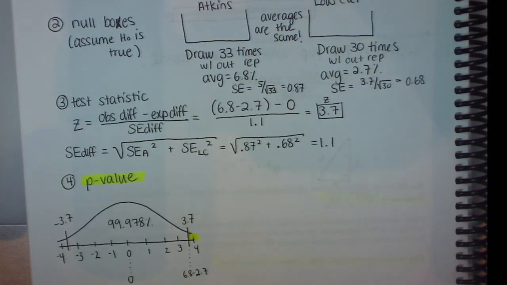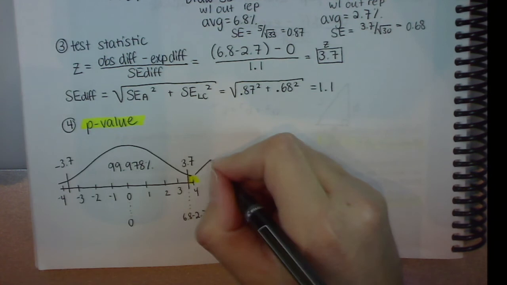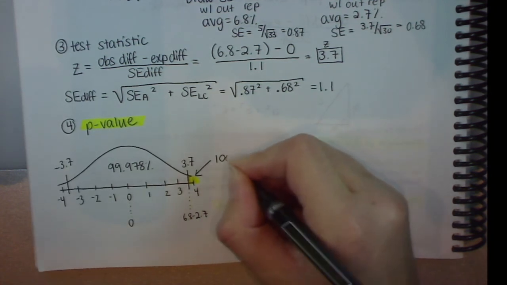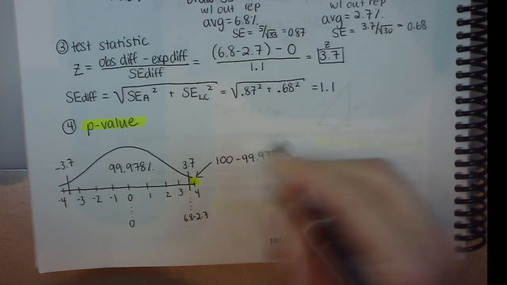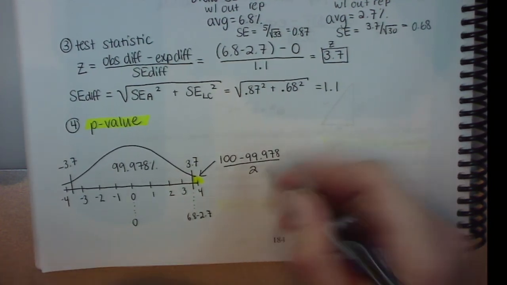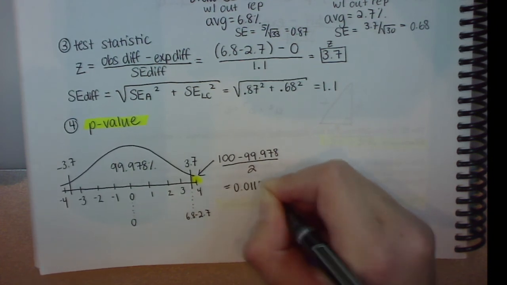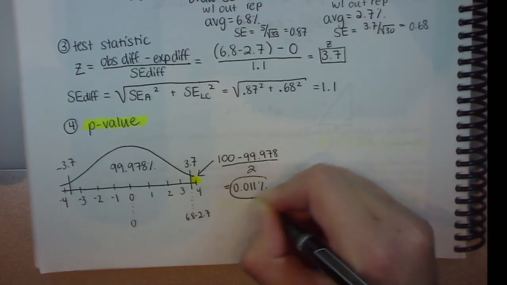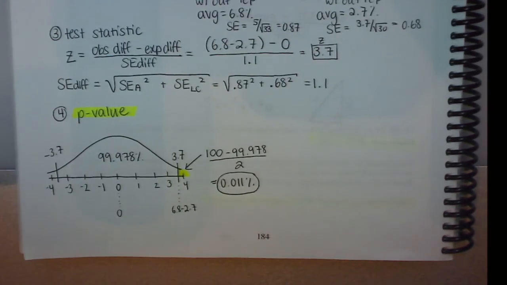And then to actually find my p-value, that's the tail, so that's going to be a really small number, 100 minus 99.978 divided by 2, and it gives me 0.011%. So less than 0.1%, I guess. A little more than 0.01%.